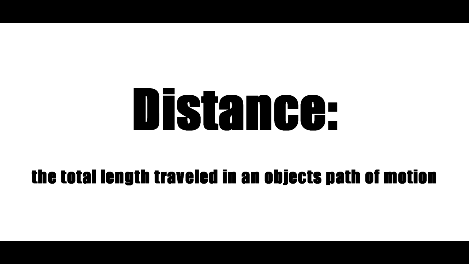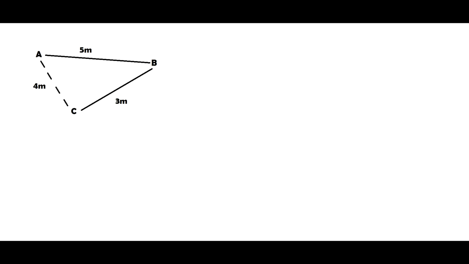Hi, today we're going to talk about one-dimensional kinematics. Let's start by talking about distance. Distance is the total length traveled in an object's path of motion. The distance traveled from an object on this path from A to B to C would be 8 meters.